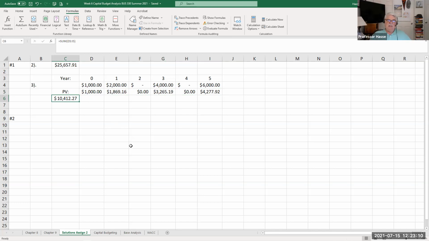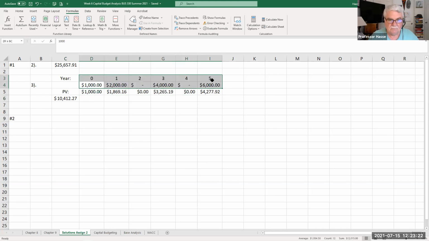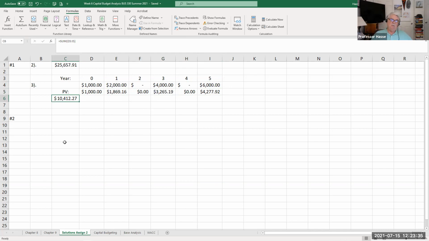$10,412.27. We can't forget that year 0 has a $1,000 value because it's not discounted. It's happening today. So the cash flows going out into the future total $13,000. If you discount those cash flows per their particular numbers of periods of time, you get a current value, or present value, of $10,412.27.